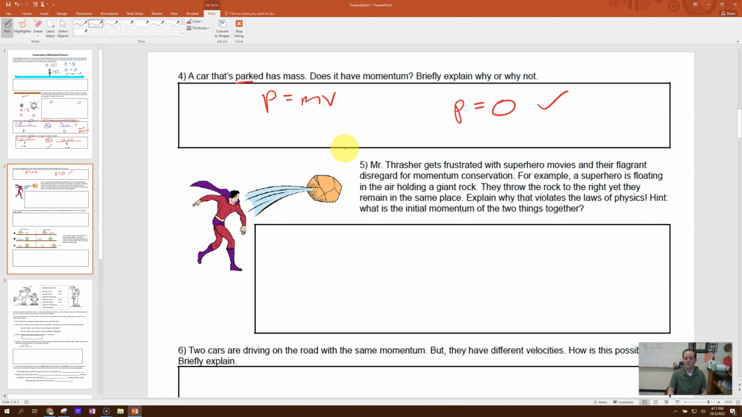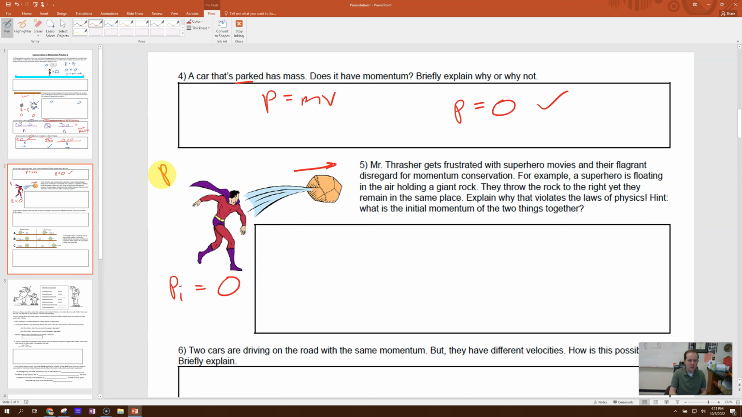Okay? Number 5, superhero question. But this is the same question as the recoiling gun. It's the same question as the person stuck on the frozen frictionless ice. In the beginning, before the person has thrown, what's the momentum? In the beginning, it's zero. So after, and the picture is showing after, this boulder, this rock is flying to the right. Does it have momentum? Yeah, it has momentum to the right.